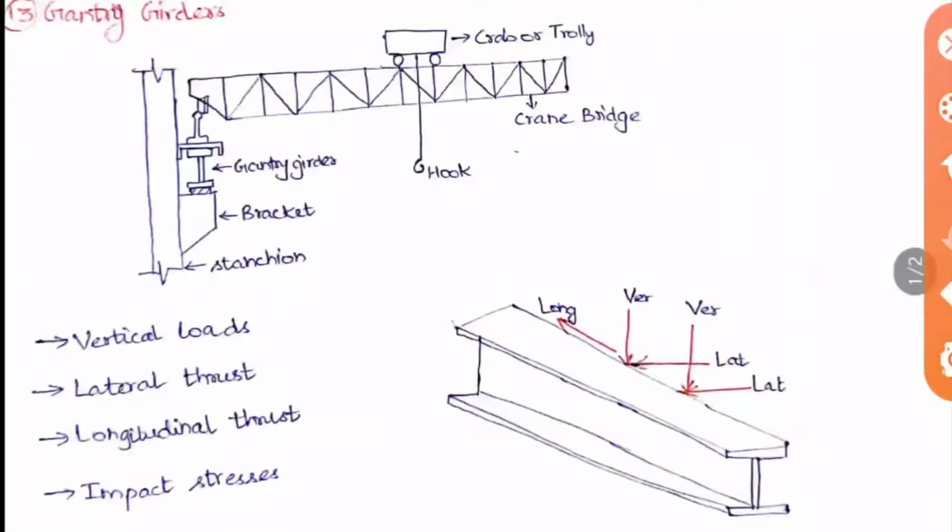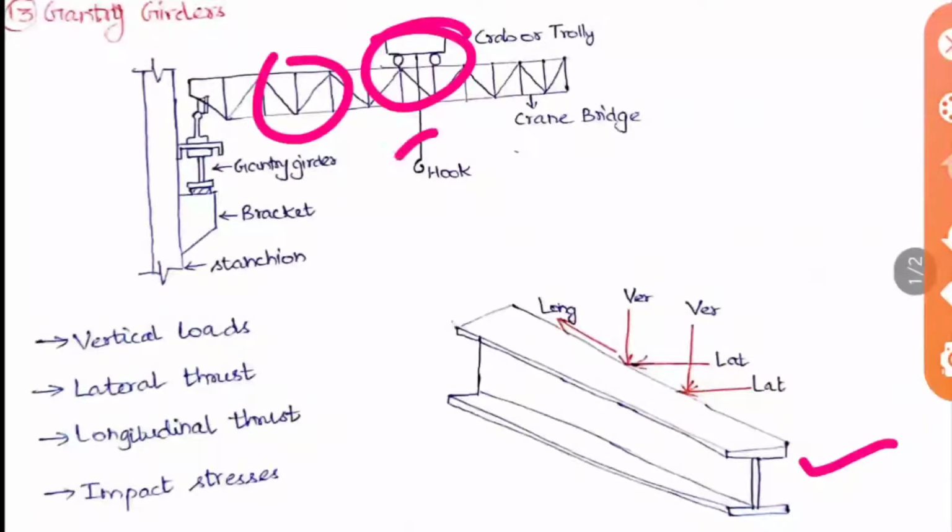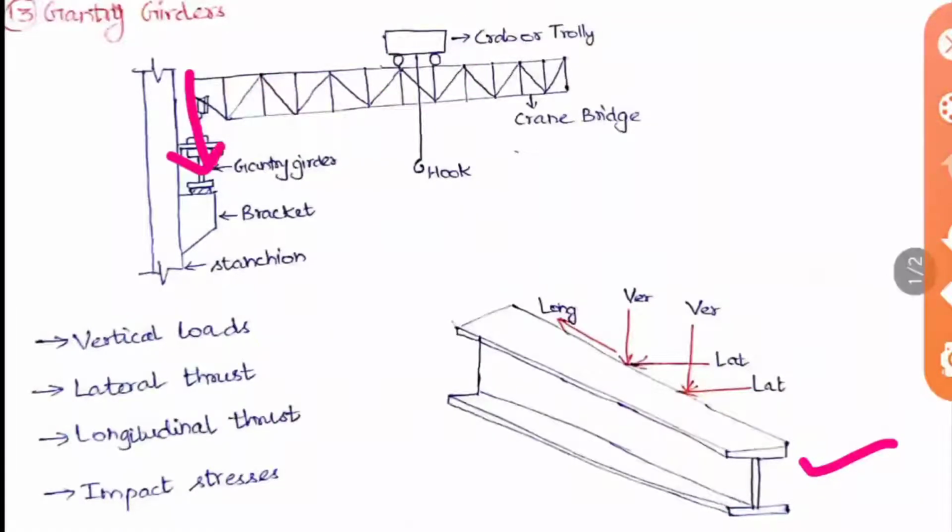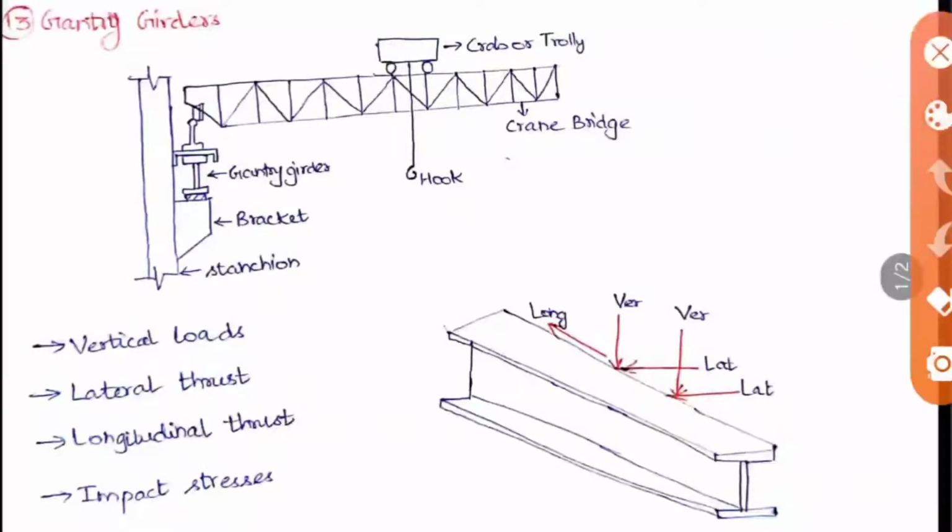First, what does vertical load mean? You can see this diagram. This is just the I section gantry girder, and the weight of this crab or trolley, the weight of this crane bridge, and the weight we are lifting, all these weights will be acting vertically on the gantry girder. That is what I have drawn here as vertical loads. Where the crane bridge is located, at that position the vertical loads will be applied.